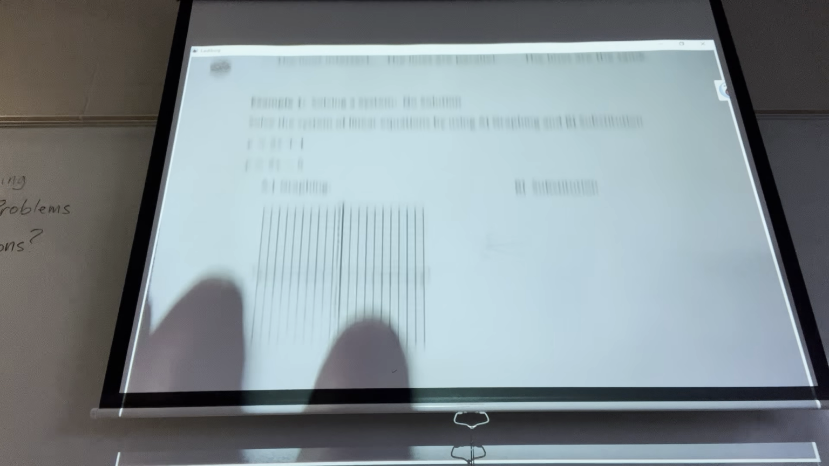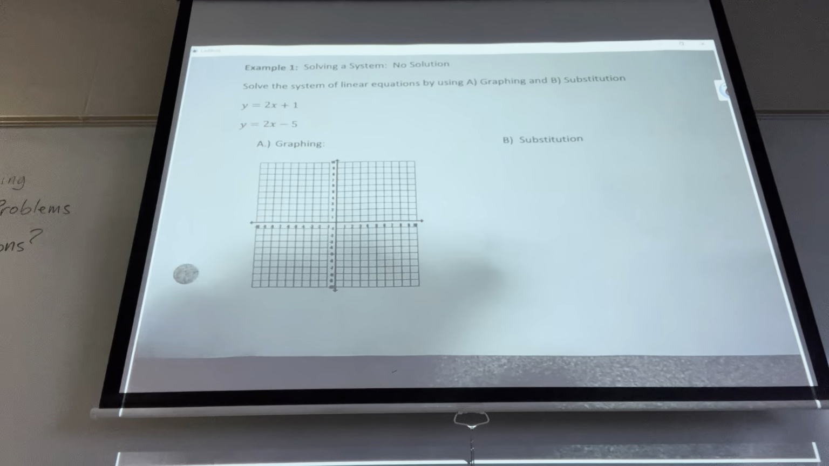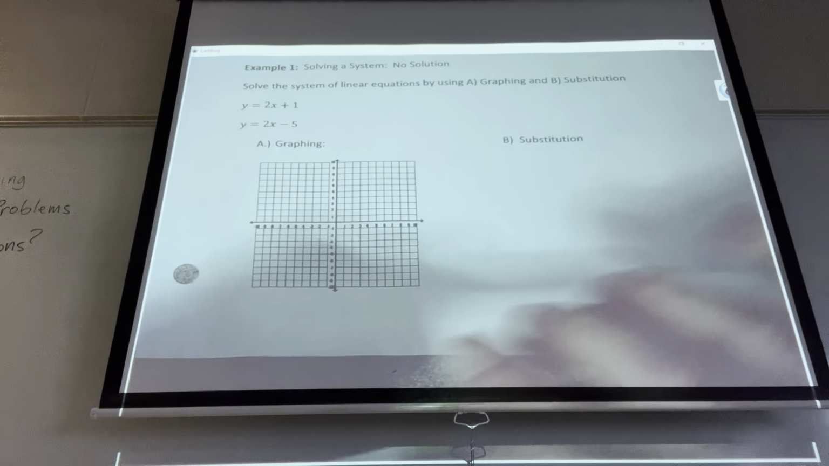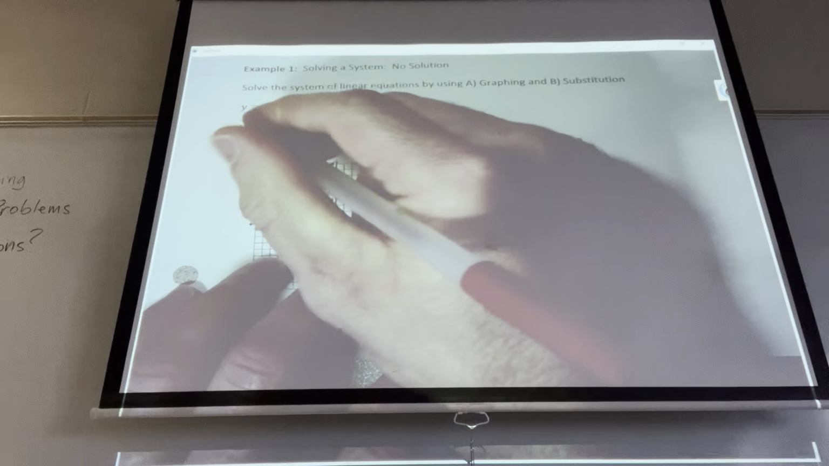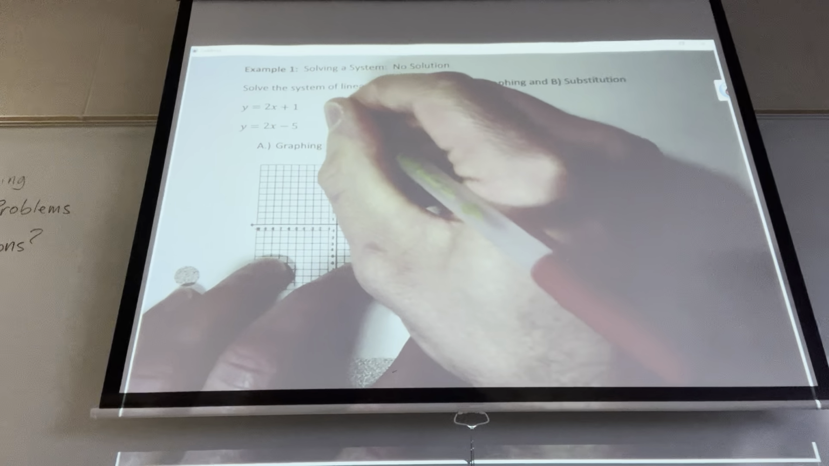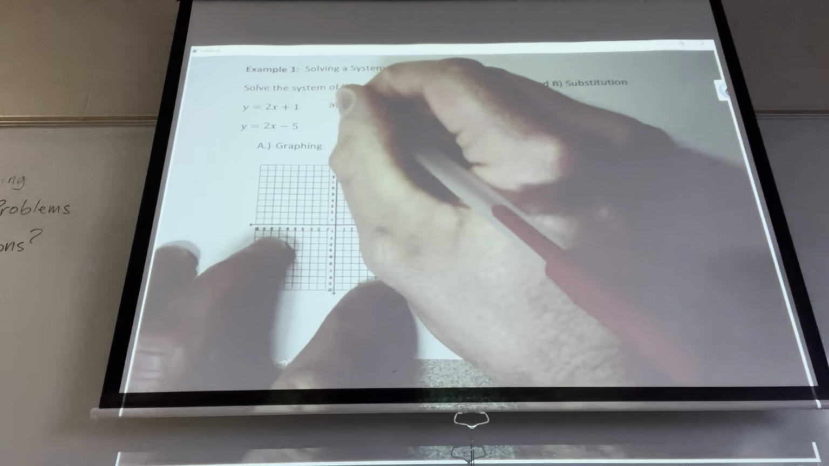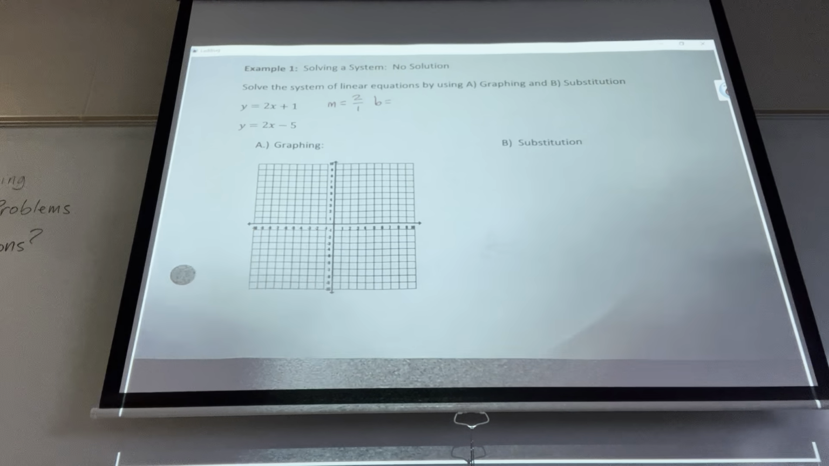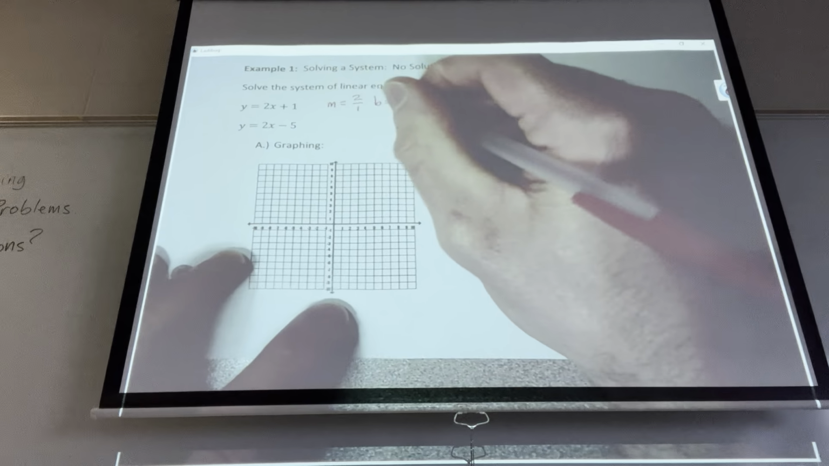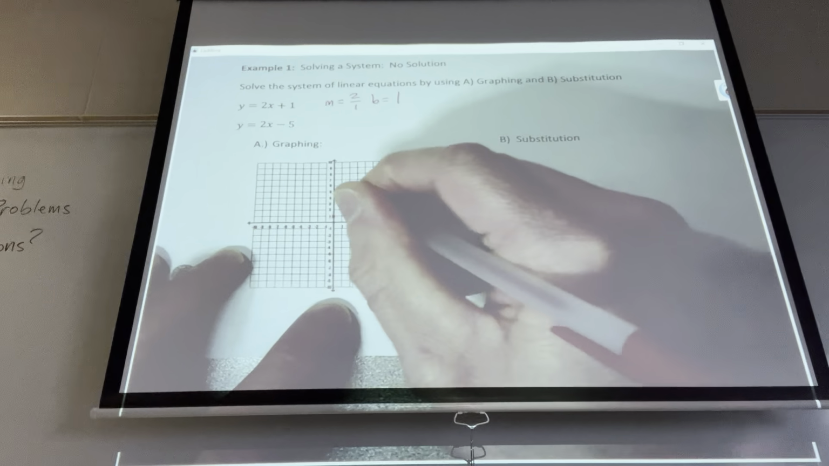Class, let's dive in here. Let's work a problem. It says solve it by graphing and substitution. So class, to graph these, it's probably a good idea to do slope-intercept form. And this is in slope-intercept form. What's my slope for this first equation? Two. Yeah, and I'm going to think of it as 2/1. What's my y-intercept? One. So we start at the y-intercept, one, and go up 2/1, up 2/1, up 2/1.